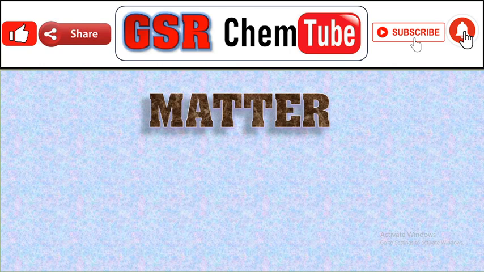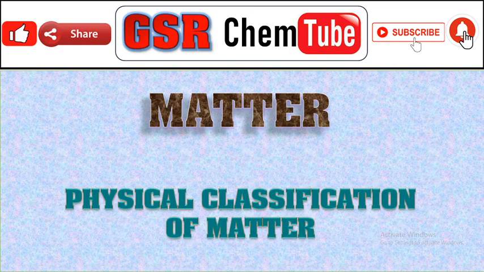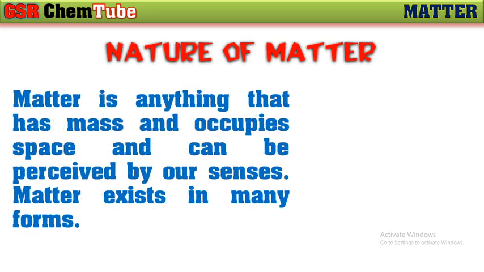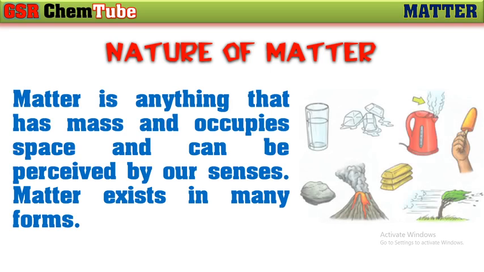Here we're going to see about the matter chapter, in that physical classification of matter. First let us see what is the nature of matter. Matter is anything that has mass and occupies space and can be perceived by our senses. Matter exists in many forms. Here you can see some of the forms of matter.